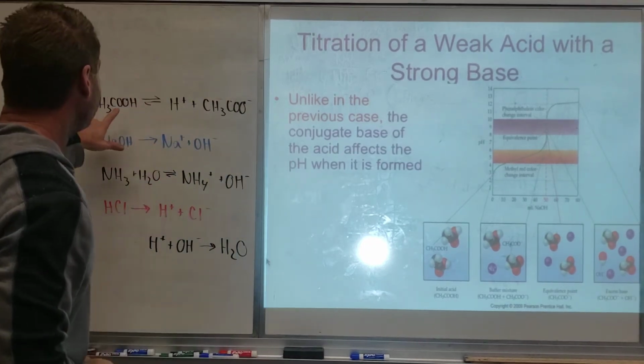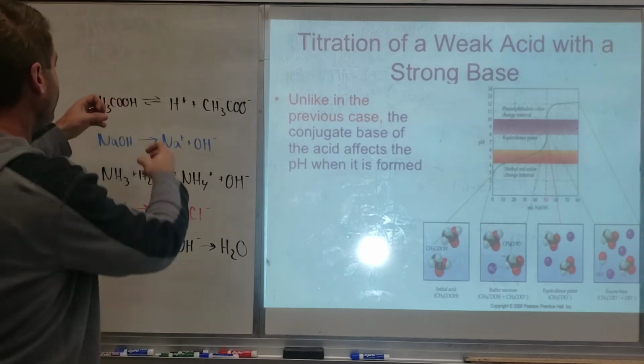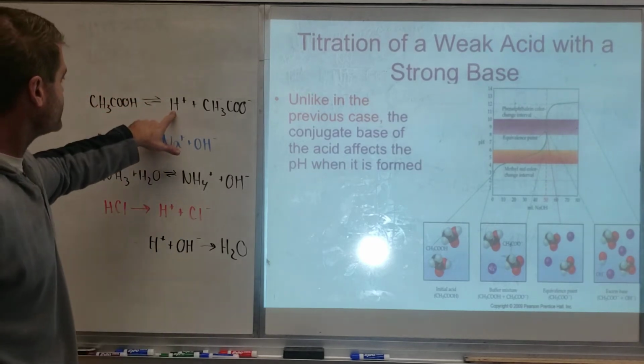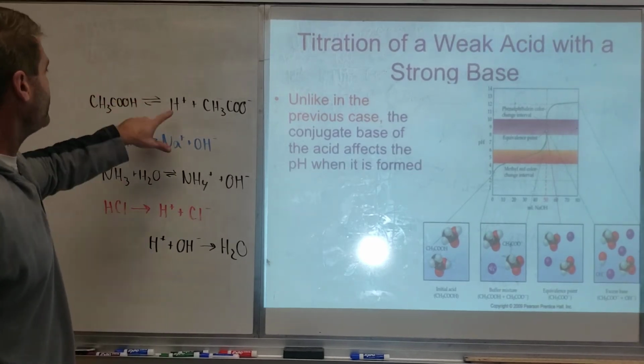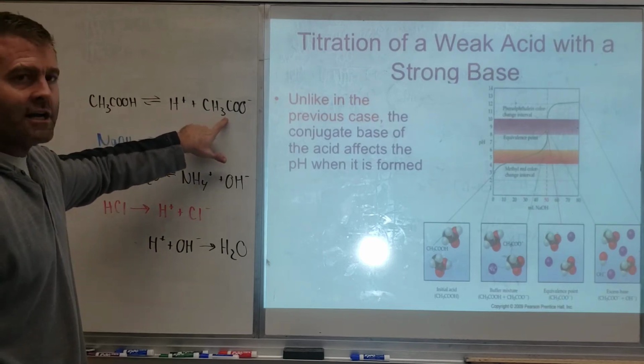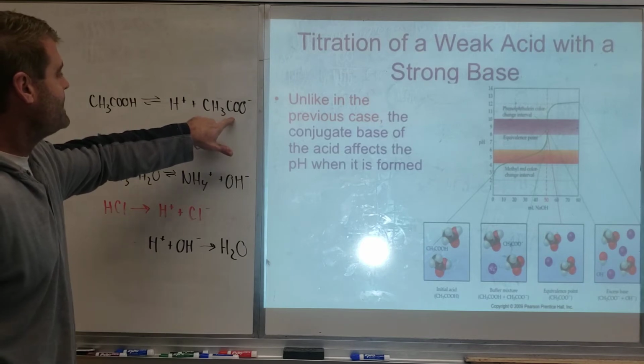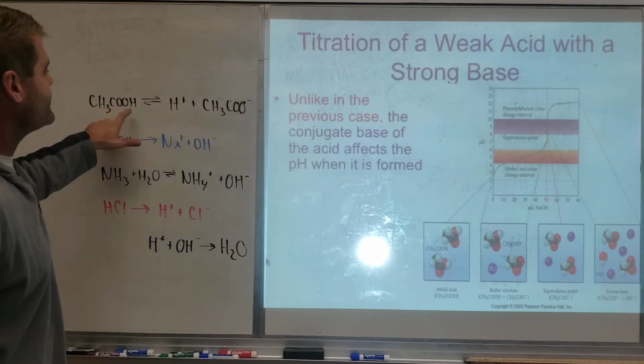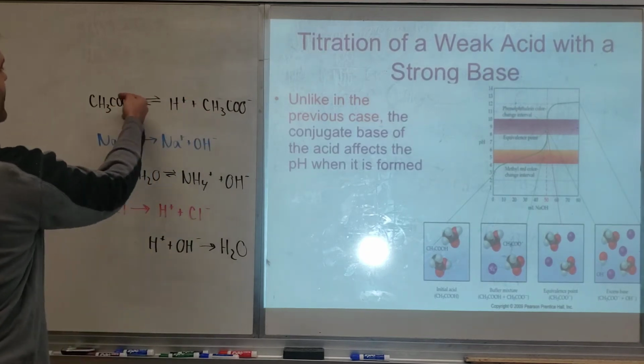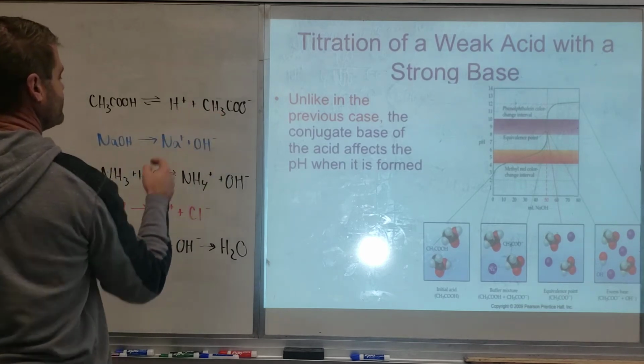Okay, so now we have a weak acid. So think about a weak acid, right? Remember, it only partially dissociates. It's going to give up an H plus to water, and then you have its conjugate base. Okay. And you remember, the conjugate base here is stronger than the weak acid here. Remember, this is more heavily favored, so this has a strong attraction for H plus ions.